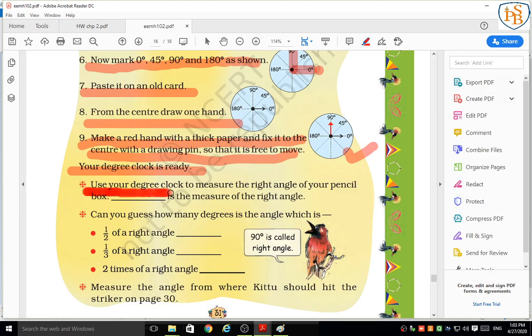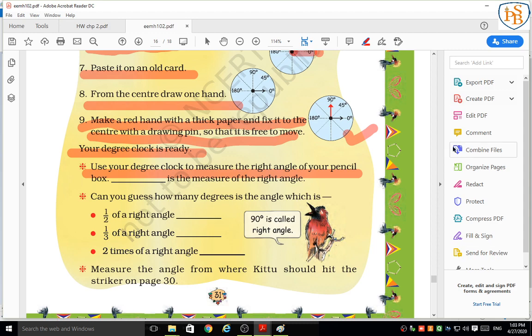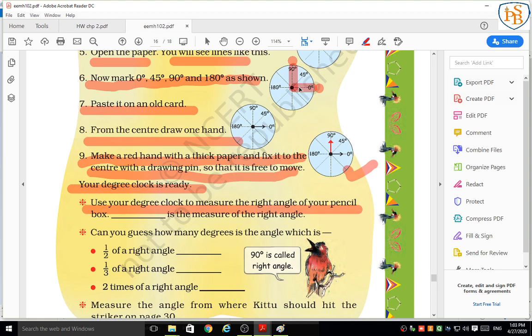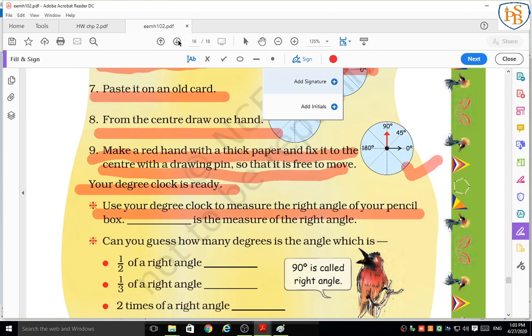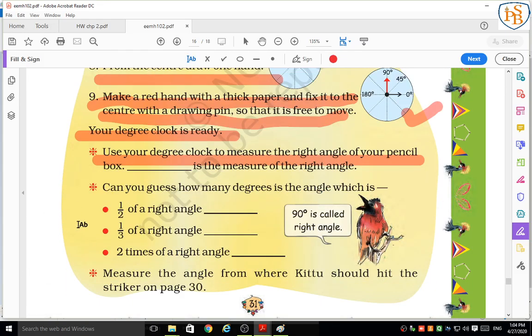Next, use your degree clock to measure the right angle of your pencil box. Everyone, you have your pencil box, correct? So use this degree clock to measure it. Now some questions for you. 90 degree means which angle? I told you. Yes, 90 degree shows a right angle. Then students, can you tell me 1/2 of a right angle? Yes, 1/2 of a right angle. How can you solve? 1/2 of a right angle.